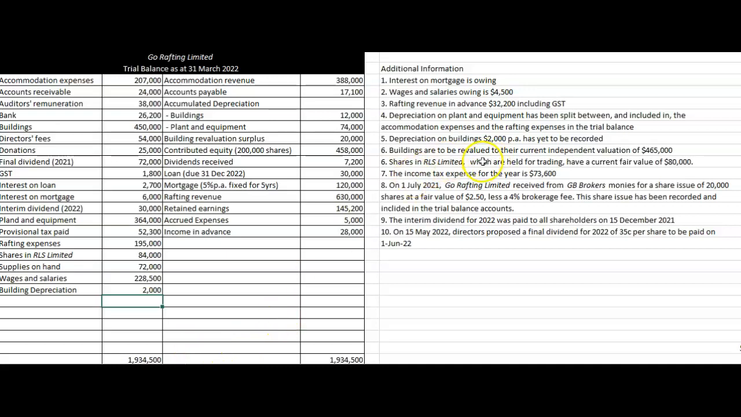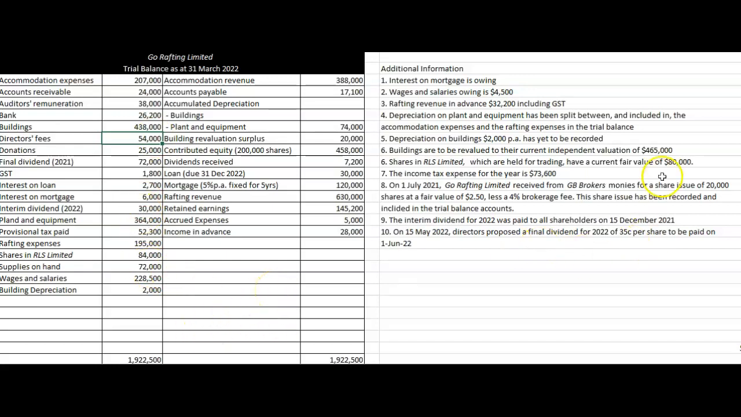The next one also is around buildings. They're going to be revalued to the current valuation, 465,000. So the first step in doing this is we need to get rid of the accumulated depreciation. If it's going up in value, there'll be no accumulated depreciation. So we're going to get rid of the 12,000 there. So cross it out, make it 0. And over here, we're going to take it off the buildings figure. So again, cross out your 450,000. I'm going to minus 12,000 from it. That gives us 438, still balanced down the bottom.